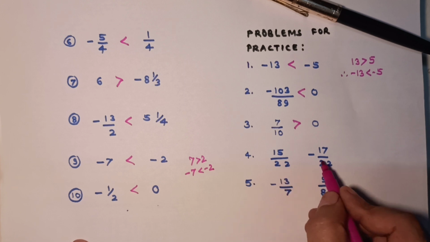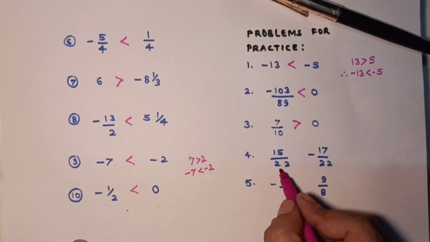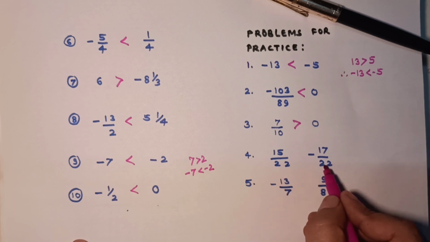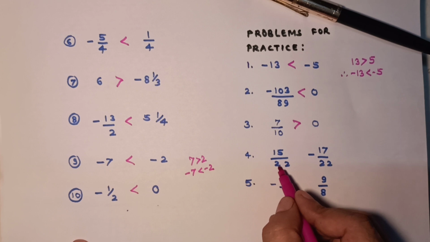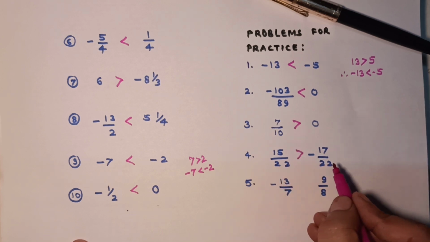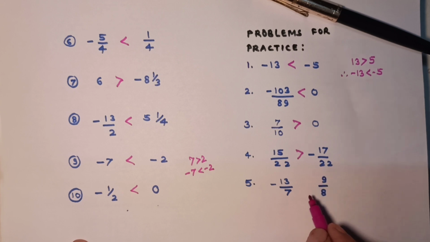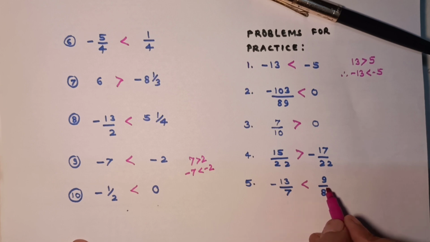15/22 and minus 17/22. This is positive and this is negative. Positive numbers are always greater than negative numbers. So the answer will be 15/22 is greater than minus 17/22. Next question, same way. Minus 13/7 is smaller than 9/8, because minus 13/7 is a negative number, whereas 9/8 is a positive number.